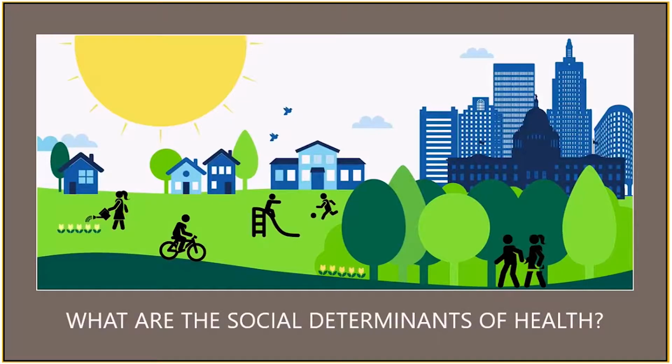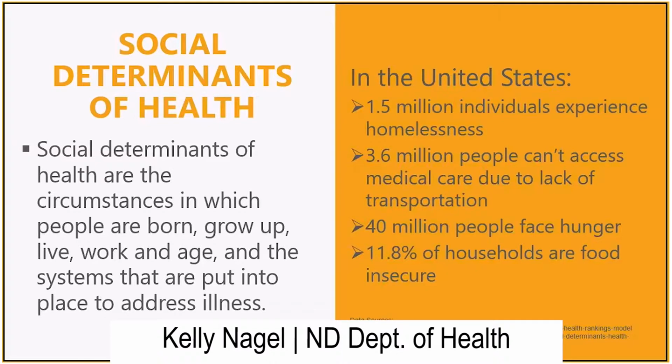So what are the social determinants of health? The World Health Organization defines social determinants of health as the circumstances in which people are born, grow up, live, work, and age, and the systems that are put in place to deal with illness. So these circumstances have tremendous effects on one's health, and they can affect anyone regardless of age, race, and ethnicity.